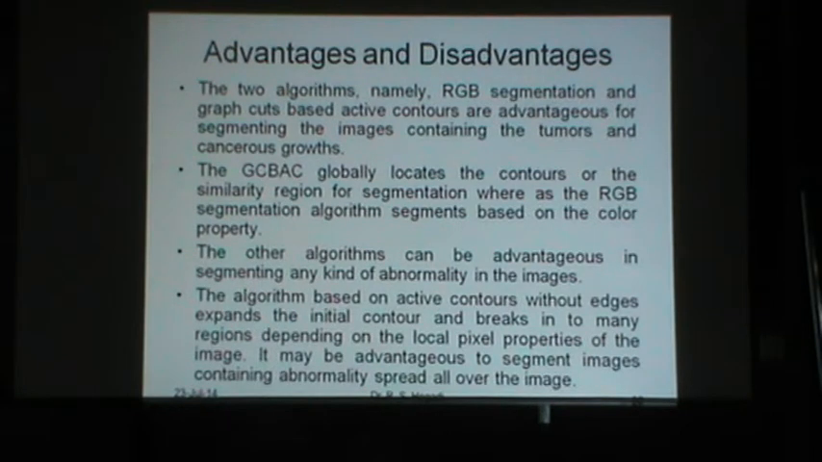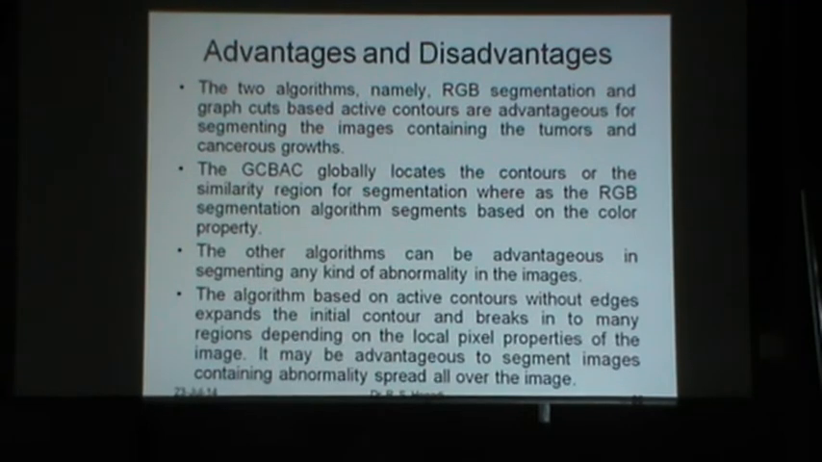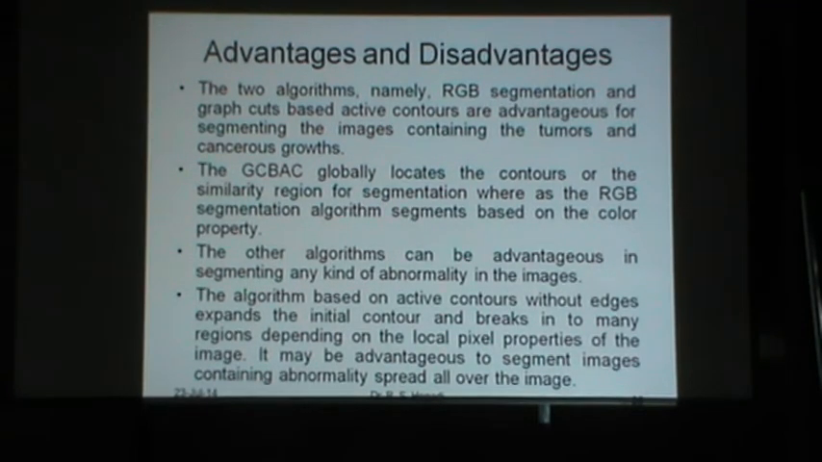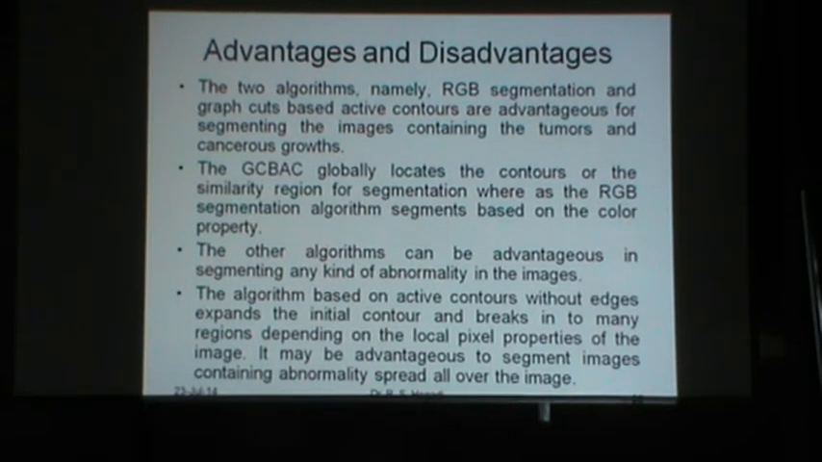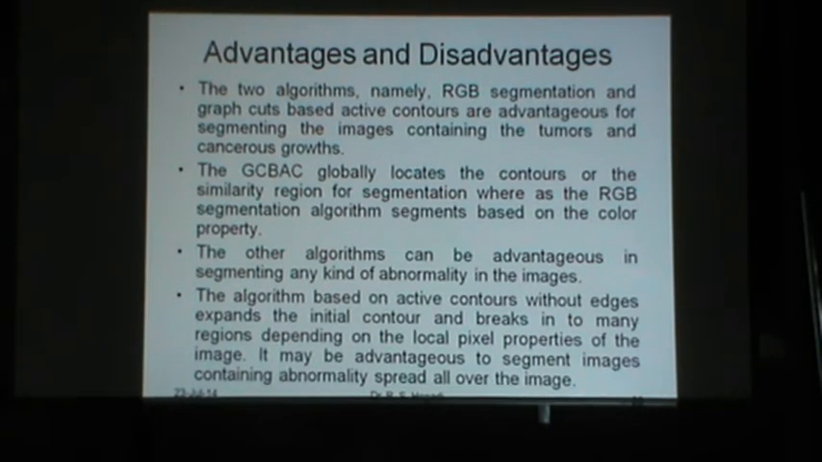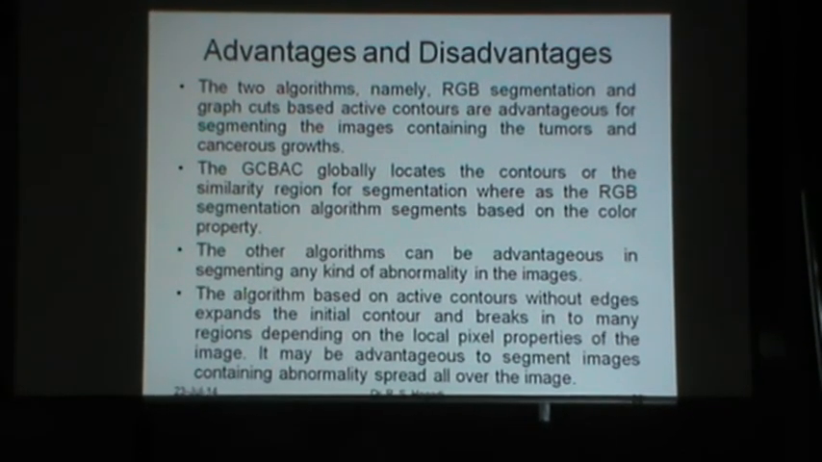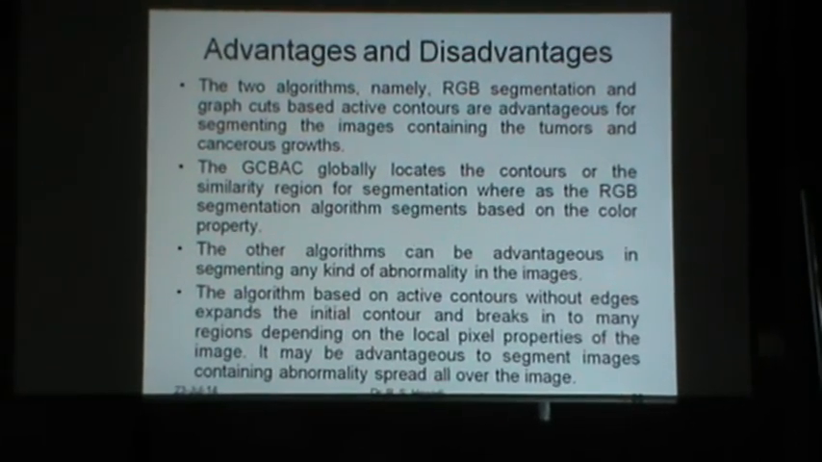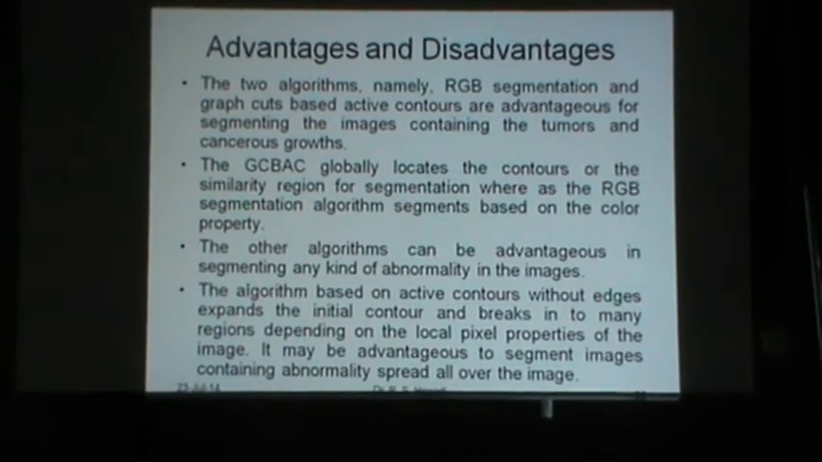The graph cut based active contour globally locates the contour and the similarity region from the segmentation, whereas the RGB segmentation algorithm segments based on color properties. That is the discrimination between these two techniques. The other algorithms can be advantageous in segmenting any kind of abnormality in the region. So if we are focusing on any abnormality other than tumors or cancer growth, then you can go for other techniques also; they are advantageous.